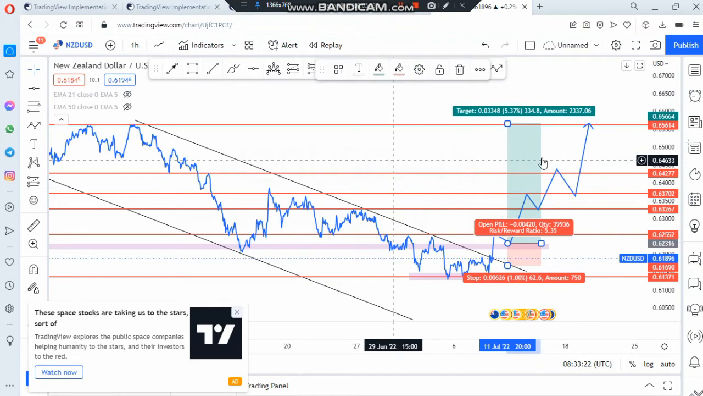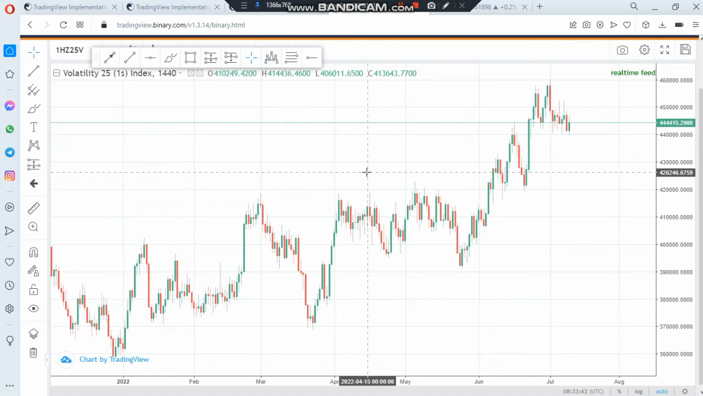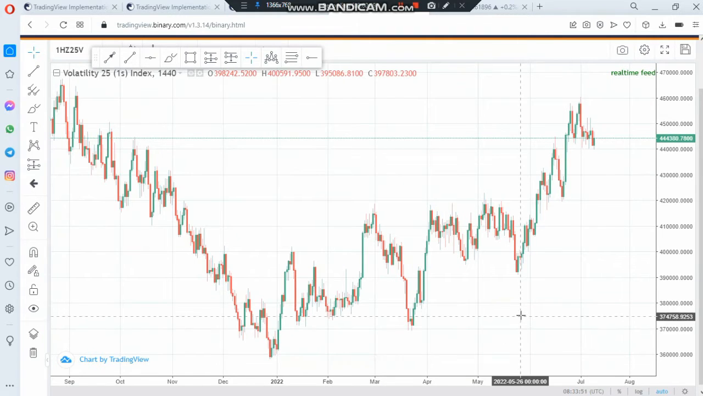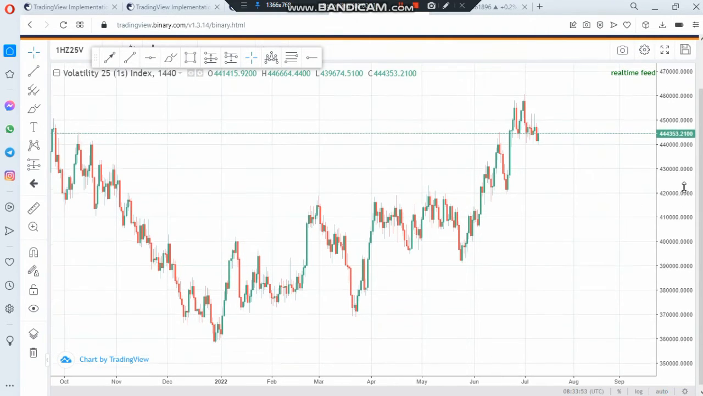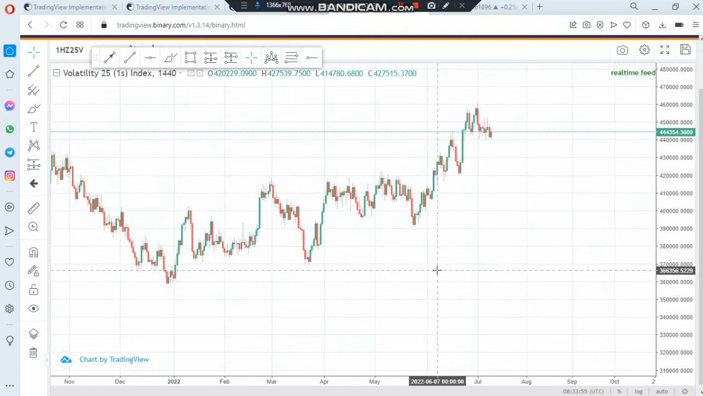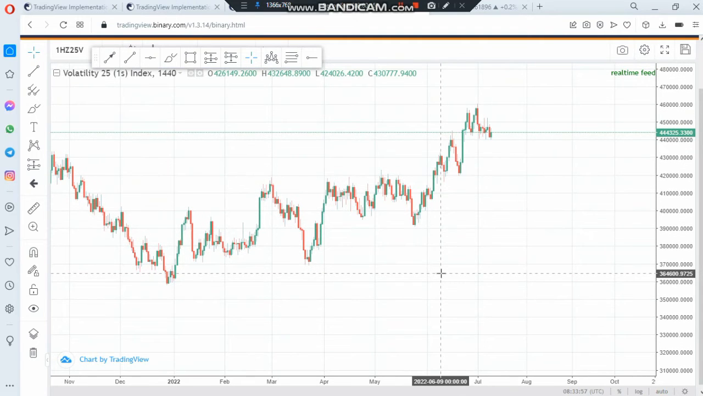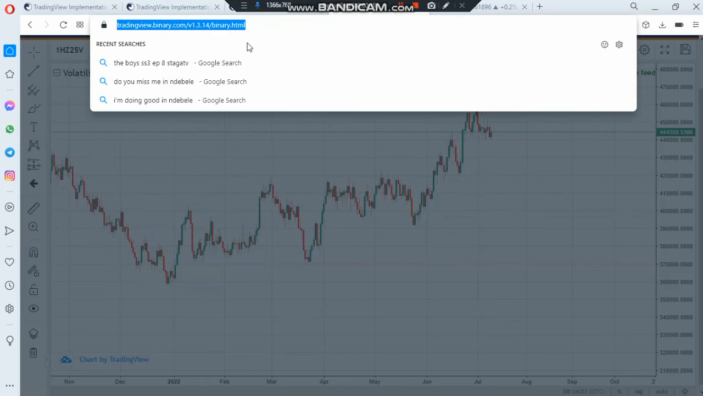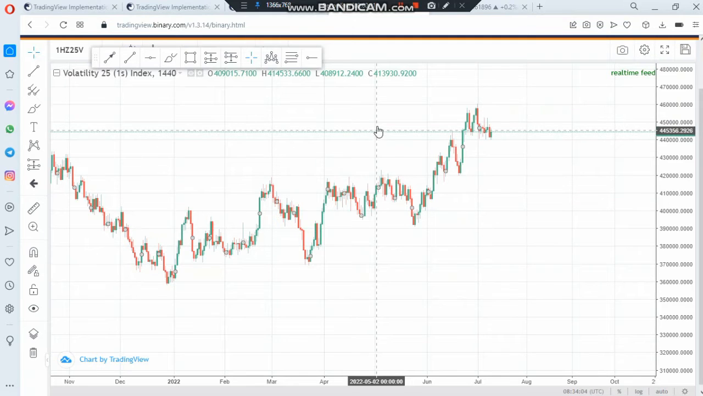So now I'm going to move to my synthetic index pair. So guys, I'm here on the synthetic index pair. I'm using binary.com to analyze this, because you won't find these ones on the TradingView platform. You have to use the daily binary implementation TradingView to. So this is the website here that you can use to analyze this synthetic pair.